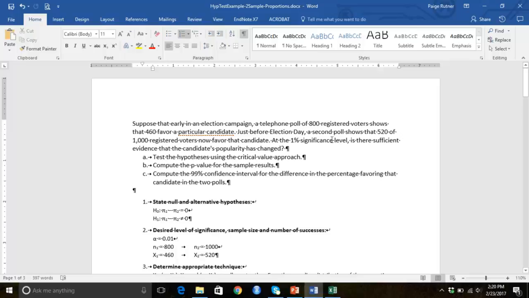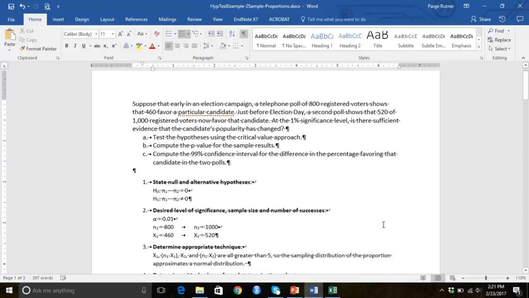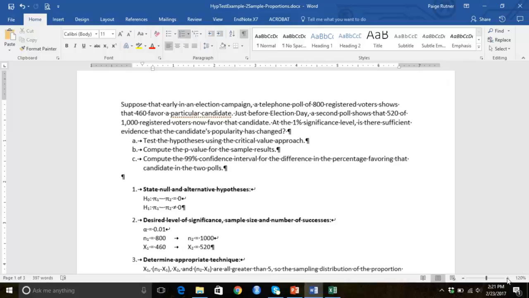We're testing at the 1% level of significance, and we're going to do that test three ways. We're going to look at the critical value approach. We're going to compute the p-value, see if that confirms what we determined with the critical value approach, and then compute the 99% confidence interval, and we should see that that confirms what we did as well. So that's kind of the overall that we're going to look at here.